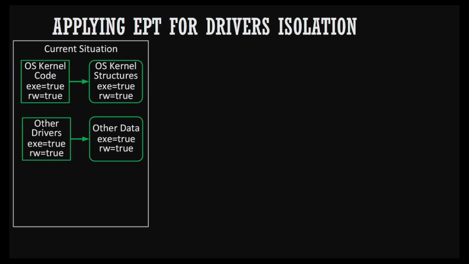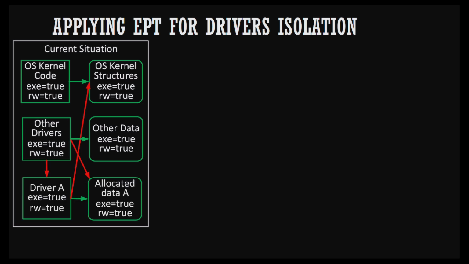I explored the following scenario. The OS kernel and other drivers are loaded into the memory and access their data. We have only 2 legal access attempts, which are marked by green arrows. As driver A is loaded, it allocates memory and accesses its newly allocated data. All in all, now we have 3 legal access attempts, which are marked by green horizontal lines. All horizontal lines are legal access. Non-horizontal lines, which are red, are illegal.